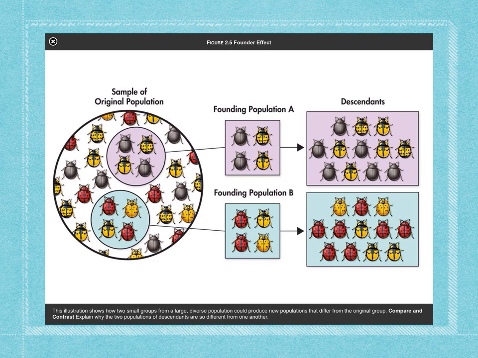So we have a sample of the original population, that big diverse group. Well, two smaller groups go out and let's say they get on a ship with some humans and they inhabit two islands that don't have any beetles on it. Well, these populations are going to grow on their respective islands, both founding population A and B, and we can see what the descendants of both islands are going to look like. And if we compare each individual island to the original population, it's very different than the original. So we do see a shift when it comes to allele frequencies.